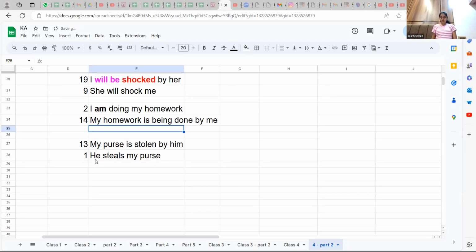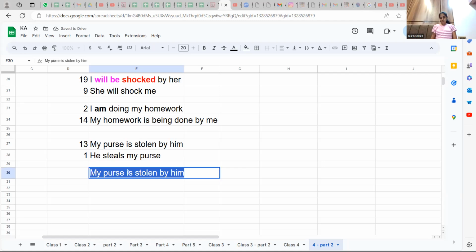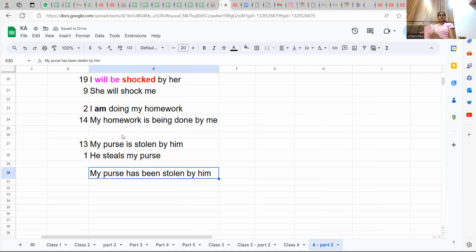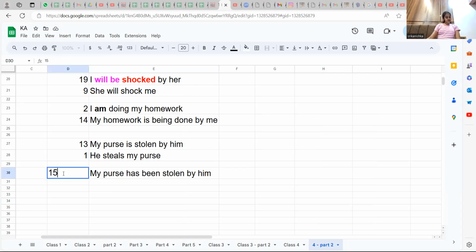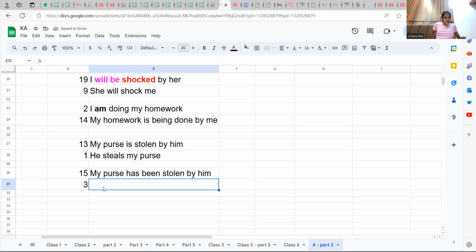Now I'm going to do this here. My purse has been stolen by him. Now think through it, give me the answer. Number 15. Very nice. That is going to get converted into number 3. Very nice. Now you give me the answer. That's all. You can mentally run through, mentally walk through, do a dry run. Then you come out with this. Then it will be very, very fluent. You don't have to struggle.